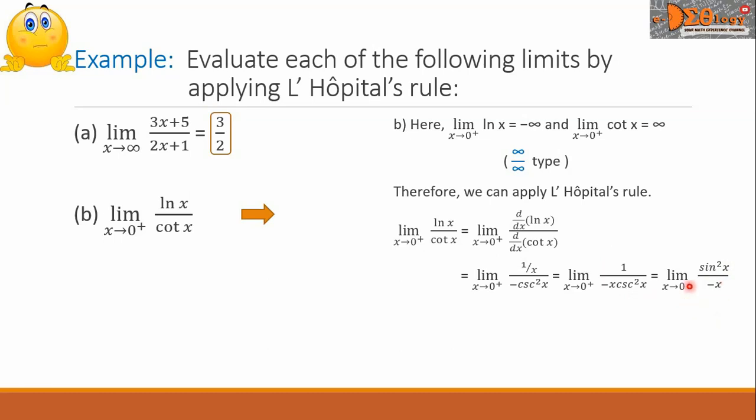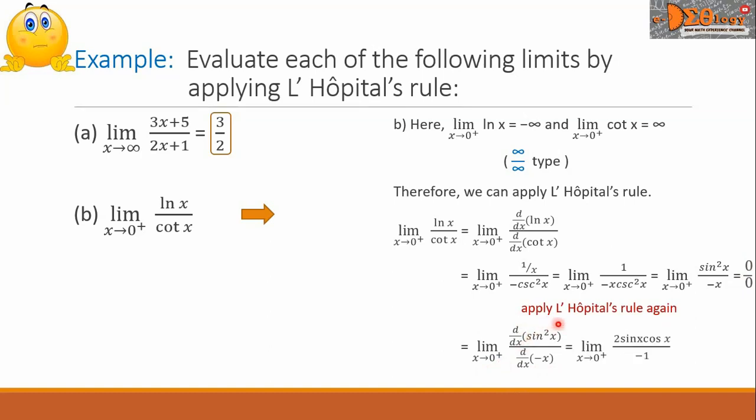Now, let us evaluate the limit of sine square x over negative x. This will give us 0 over 0. It means this is another indeterminate form. In this case, we will apply L'Hopital's rule again. So we have now the limit of the derivative of sine square x over the derivative of negative x as x approaches 0 from the right.